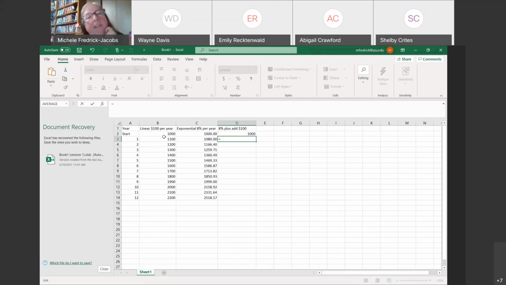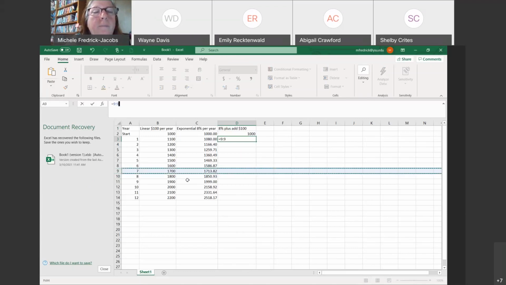Notice the exponential one starts off a little low, but then it did catch up right here at the 7th year. It passed it. So if I ask you what year the second option passed up the first, it would be right here, because the 1713 is more, and this is only 1700.